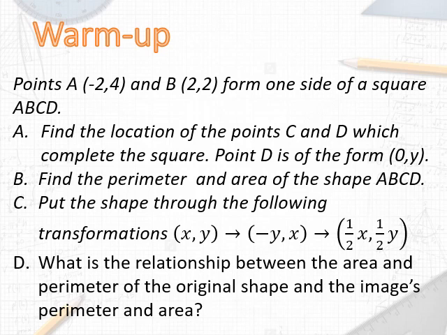Part C, so now we're going to come back to coordinate transformation. We've seen this setup before. Put the shape through the following transformations. (x, y) becomes (-y, x), which becomes (½x, ½y). So what are those transformations? What are they going to do to the shape? And then part D, what is the relationship between the area and the perimeter of the original shape and the image's perimeter and area? We're going to compare the two of those when we're done.